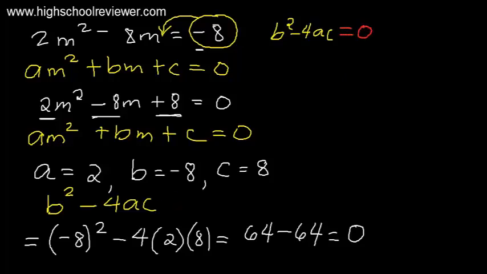Now, since our discriminant is equal to 0, the nature of the roots now, they are real, rational, and the roots are equal. So again, our discriminant is equal to 0. So therefore, the roots are real, rational, and equal. These are our final answers.